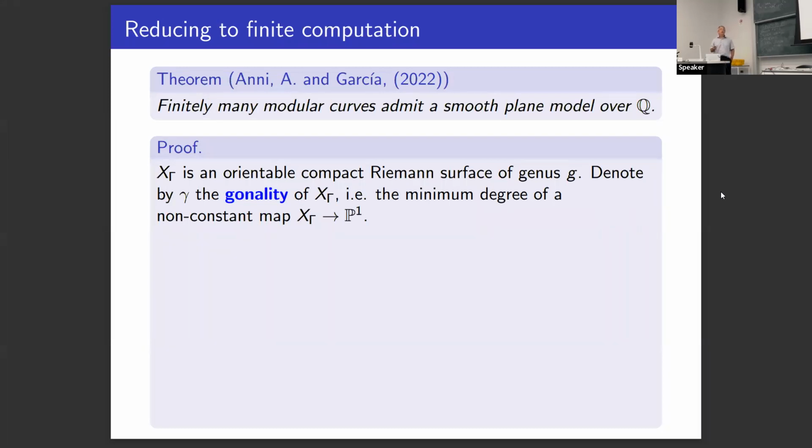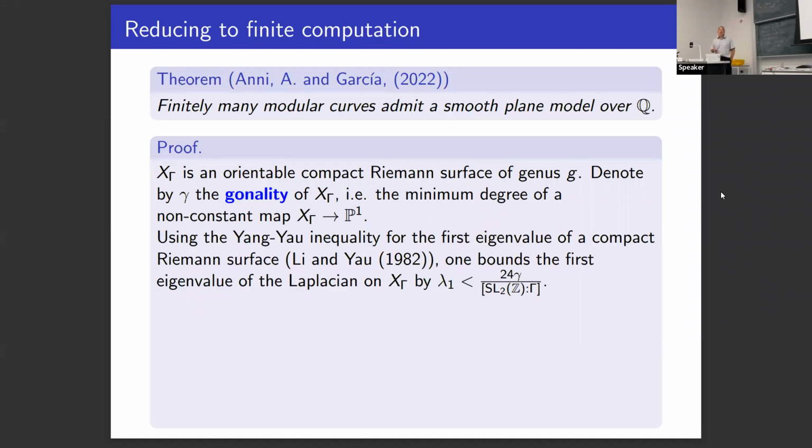So our curve is a compact Riemann surface. I'll denote by g its genus and by gamma its gonality. Our game here will be to use the genus, the gonality, and the index, which is the degree of the cover to the j-line. Using the Yang-Yau inequality, we can bound the first eigenvalue of the Laplacian on the compact Riemann surface, as we've seen in Andre's talk in the beginning of the week. You remember there's a natural Laplacian on this compact Riemann surface, and we can use it to bound the first eigenvalue using the gonality.